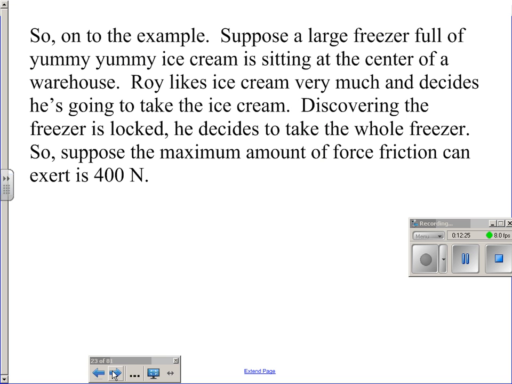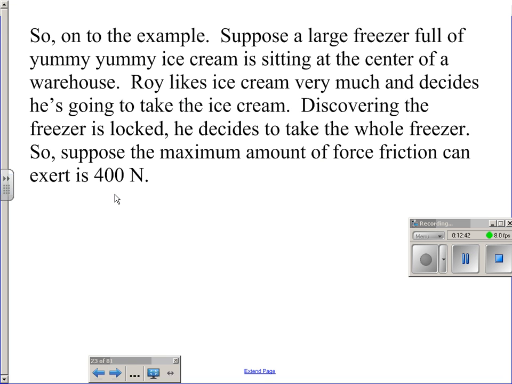So here's our big freezer full of yummy ice cream sitting at the center of the warehouse. Roy likes ice cream, and he's going to steal the ice cream. Unfortunately, the freezer's locked, so he's going to take the whole freezer. So suppose that in this example, the maximum amount of force that friction can exert is 400 newtons.